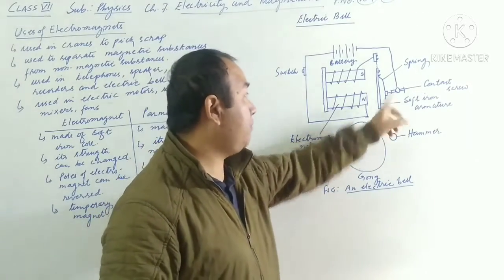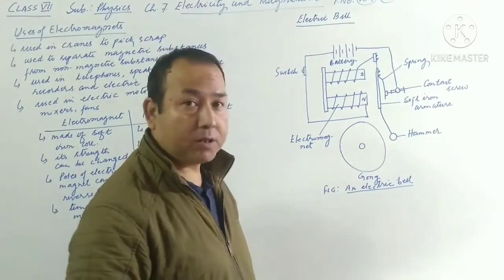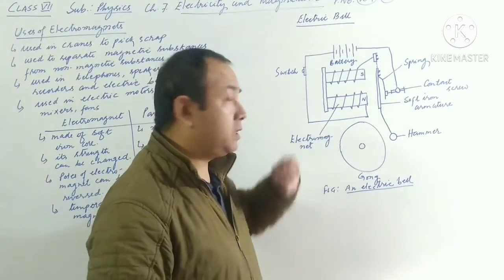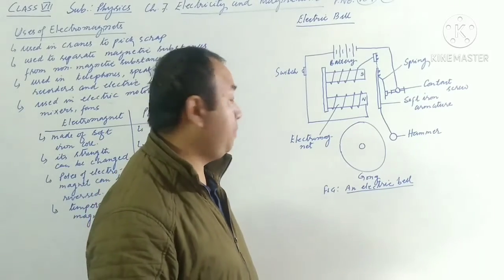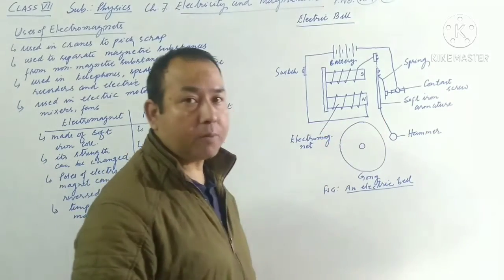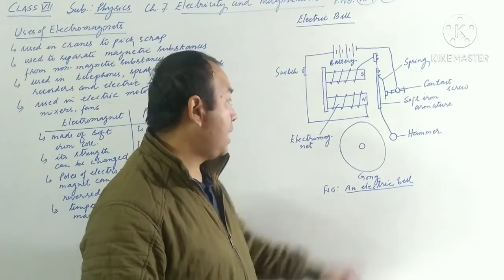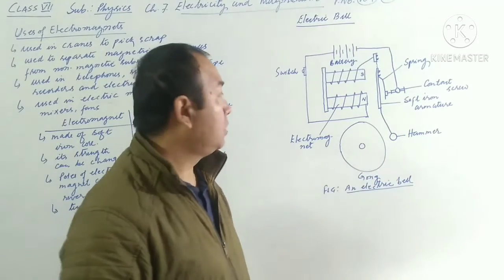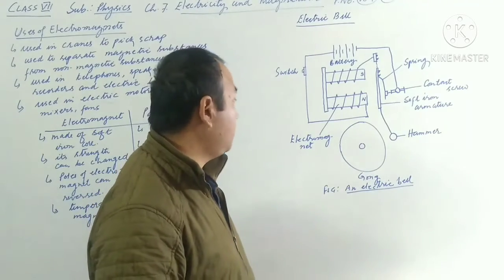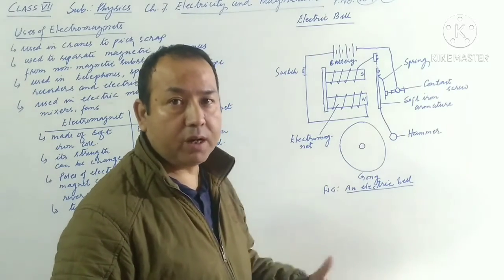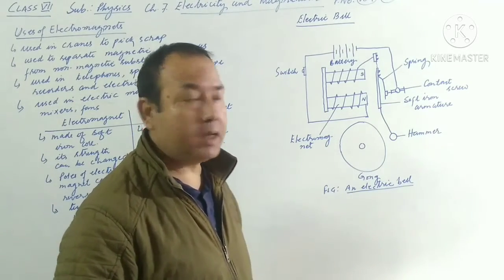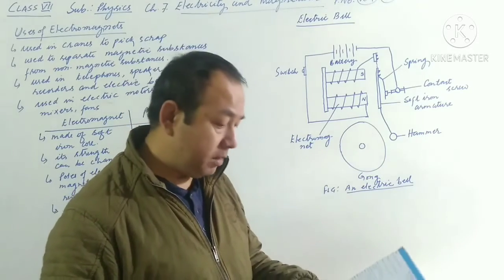Because of this, the armature goes back and again makes contact with the contact screw, and the circuit is completed. As a result, the electromagnet again behaves as a magnet. It regains its magnetism and again attracts the soft iron armature, and the hammer goes to hit the gong. In this way the process continuously goes on, and sound keeps being produced at regular intervals when we switch on the electric bell. This is how the electric bell usually works.